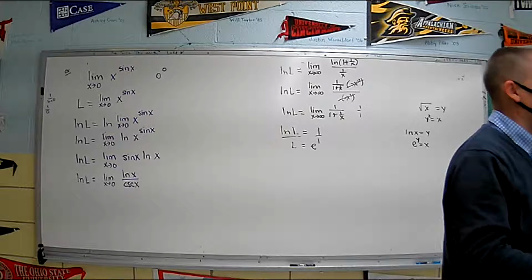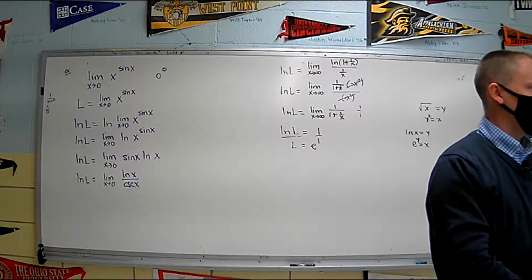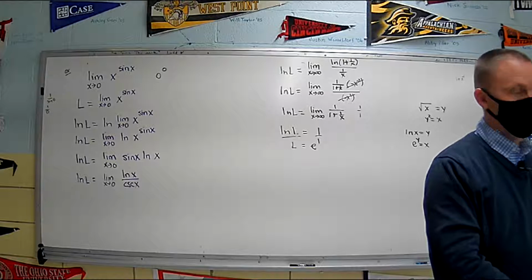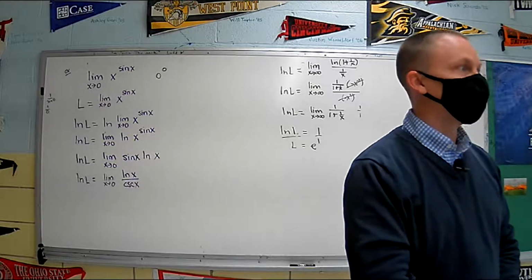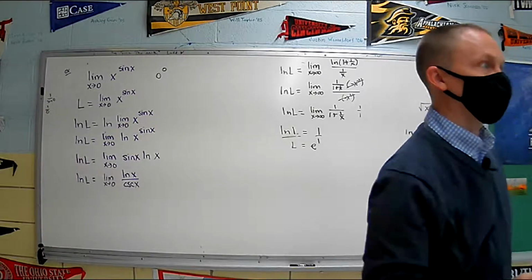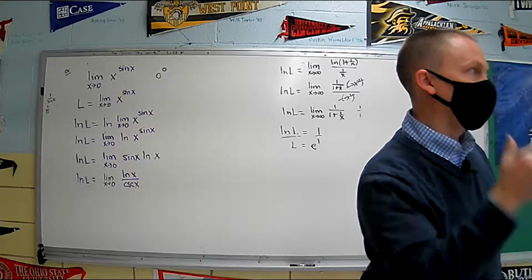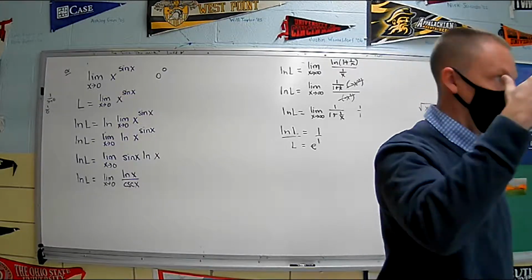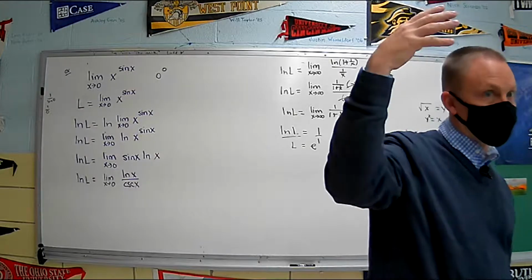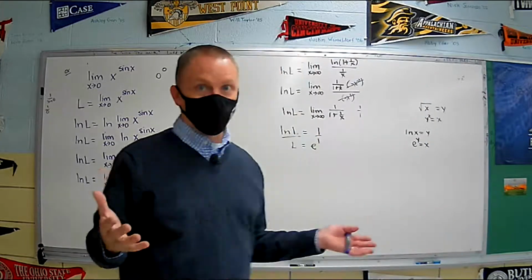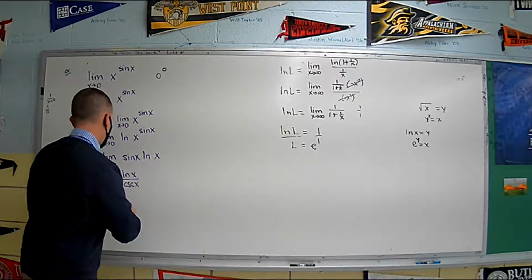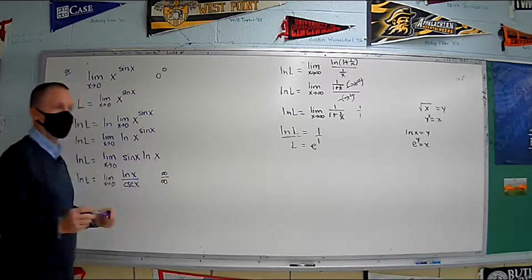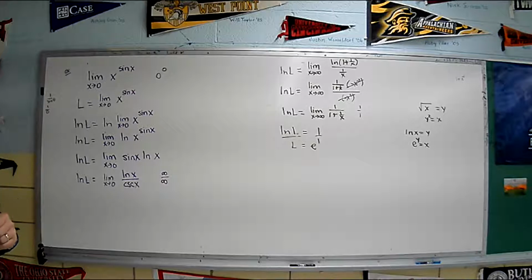Why does 1 over 0 approach infinity? Think back to 5th grade when you learned about division. What happens when you divide by a smaller and smaller number after you start to get fractions? Like 1 divided by a half, 1 divided by a fifth, 1 divided by a tenth. The quotient is going to get bigger and bigger and bigger. So 1 over 0 is approaching infinity. 1 over infinity is approaching 0. So this indeterminate form here is infinity over infinity. Can we use L'Hopital's rule?